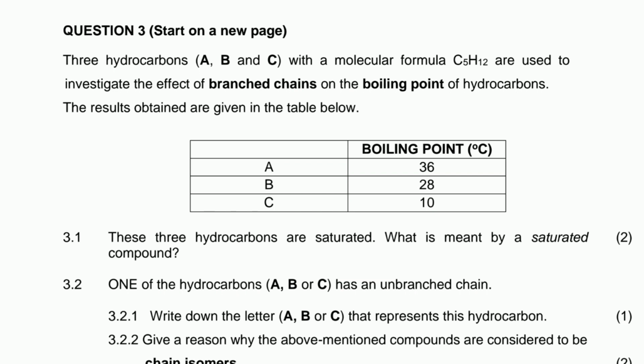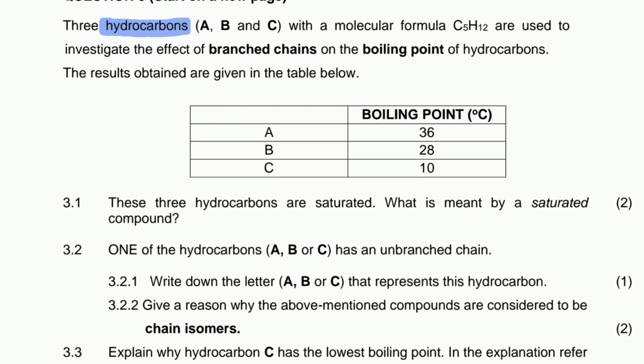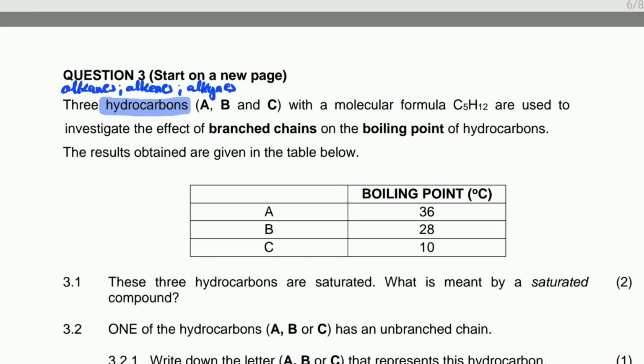This question said 3 hydrocarbons, A, B, and C. Now note that all of them are hydrocarbons, okay? So that is important. Hydrocarbon, remember, only hydrogen and carbon. So just very quick recall, we are referring to alkanes, alkenes or alkynes. Those are the hydrocarbons we're talking about here, with a molecular formula of C5H12. This is the molecular formula of all of them. All of them have the same molecular formula.